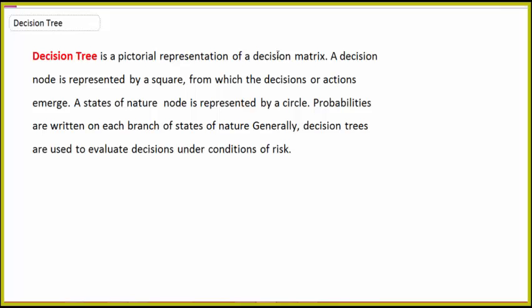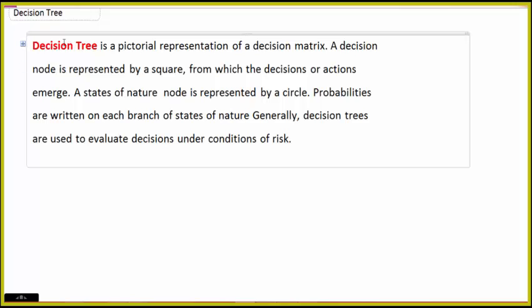It is a diagram in which the decision node is represented by a square and the states of nature node is represented by a circle. From the decision node, the decisions, that is the courses of action or the acts, emerge. Here the probabilities are written on each branch of the states of nature. Generally decision trees are used to evaluate decisions under conditions of risk.